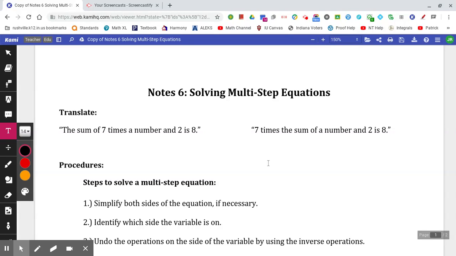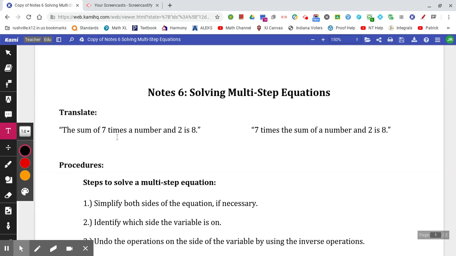Welcome back, students. Today we are going to continue on with our unit of solving equations, except this time we are working with multi-step equations, meaning we will need two or more inverse operations in order to solve our equations. Before we get into those steps, let's look at some translating.